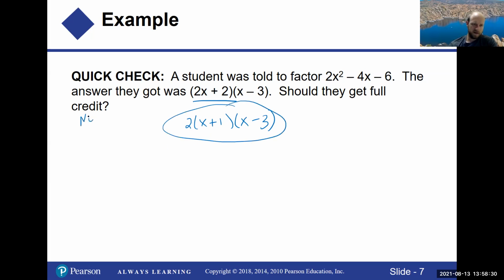So really, no, they should not. And why? Well, because you can still take out a 2 from this. So when you think you're done factoring, make sure that you cannot factor anything else out, any common factors.